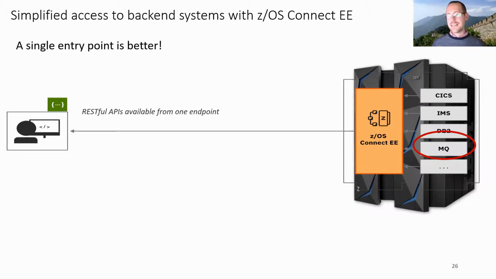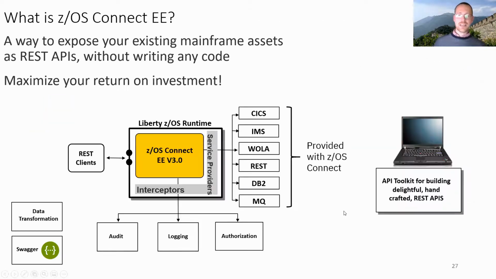It gives you a standard way of exposing your existing middleware via purpose-built, beautiful, and delightful, as we like to call them, REST APIs. And that applies whether you're talking about CICS, IMS, Db2, or MQ. And that's really what z/OS Connect does. So z/OS Connect is a separate product, it's a chargeable product. You buy it and you install it on your mainframe. And inside the product, there are a few bits.